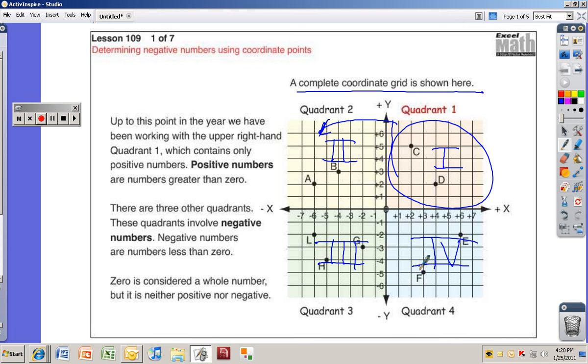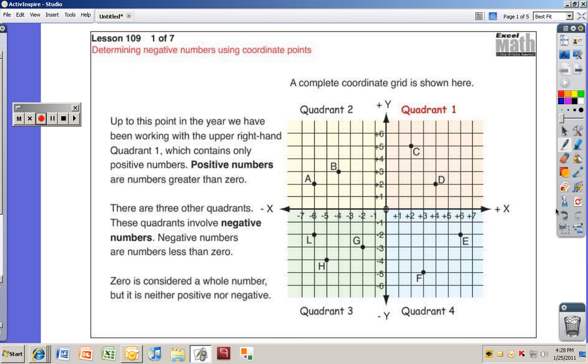And you're going to need to know that when you go to your bubble-in test. So make sure you go over that. Remember the order of the quadrants.